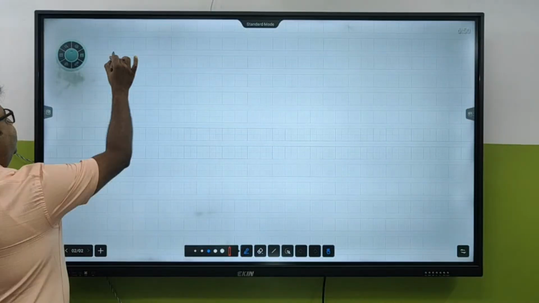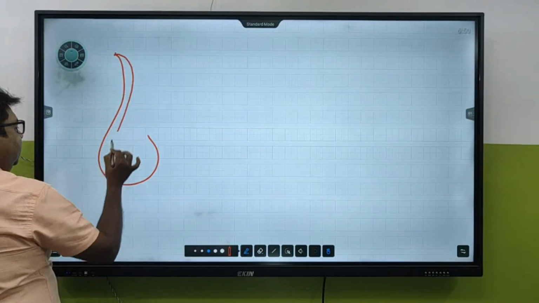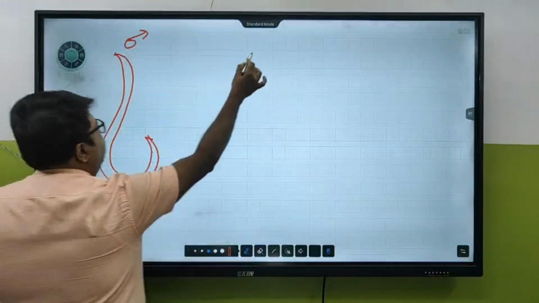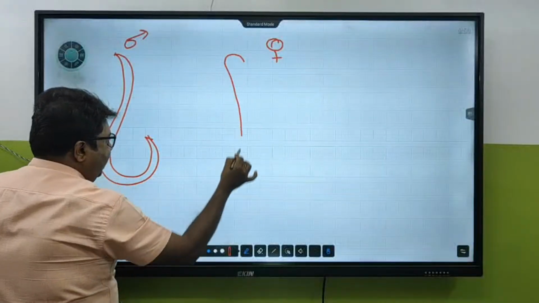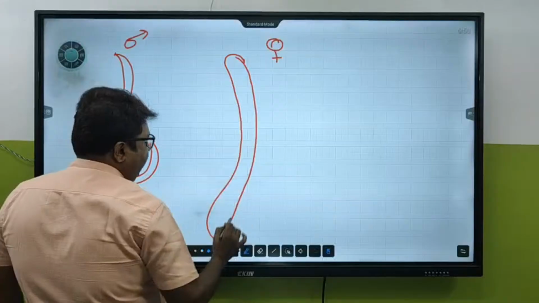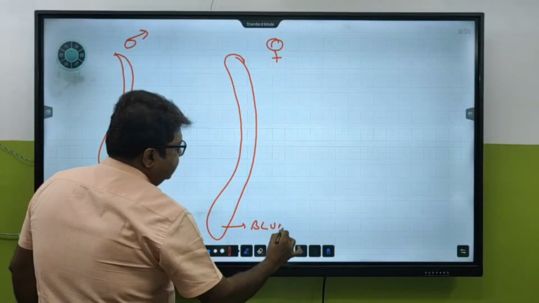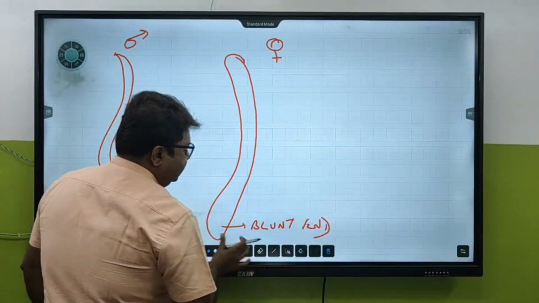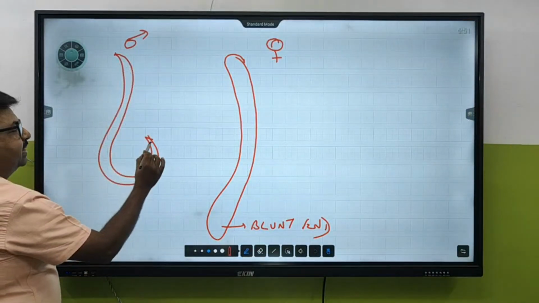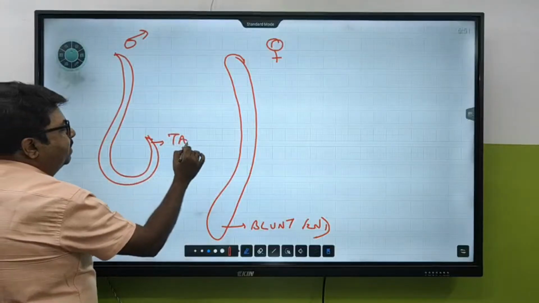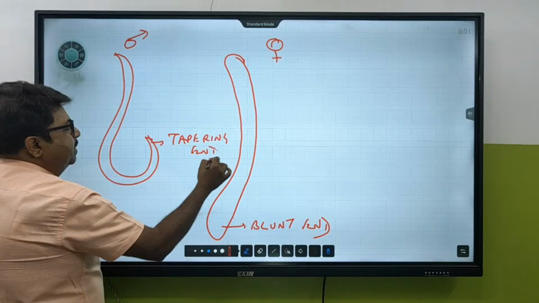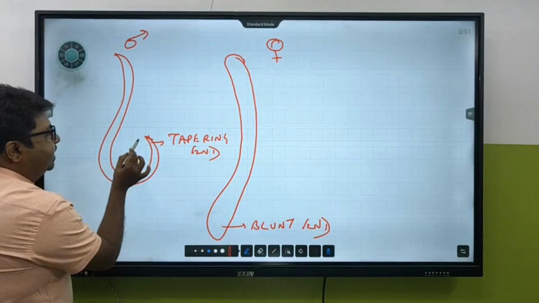Now when we talk about Ascaris, in the figure you have seen, the male body is different and the female body is different. The female body is long and elongated, and their ends are blunt. They have got a blunt end. How does the lower end look? Blunt. But in case of the male, you can see tapering ends here. What is the meaning of tapering ends? They have got pointed ends.